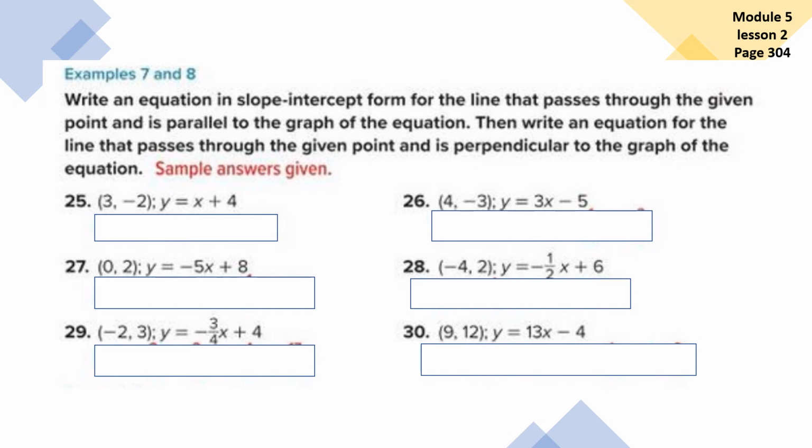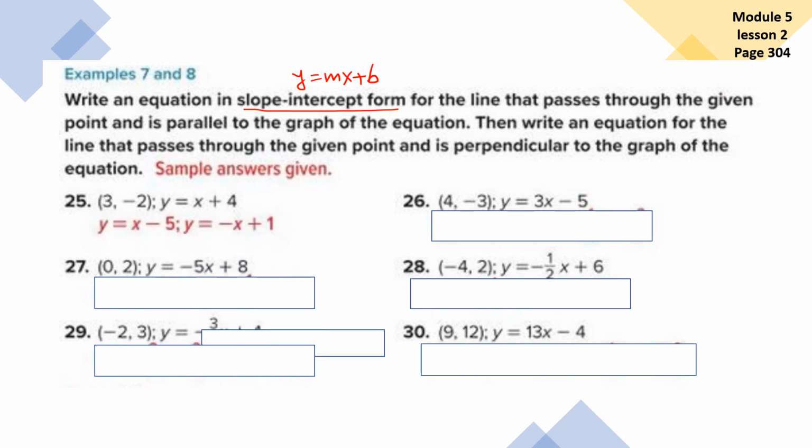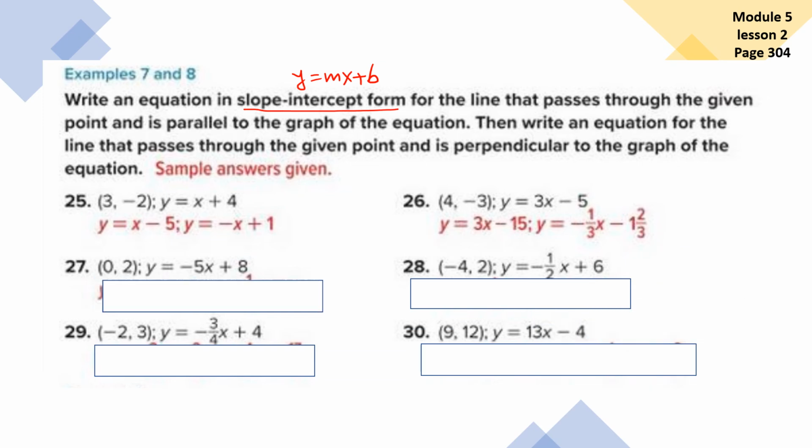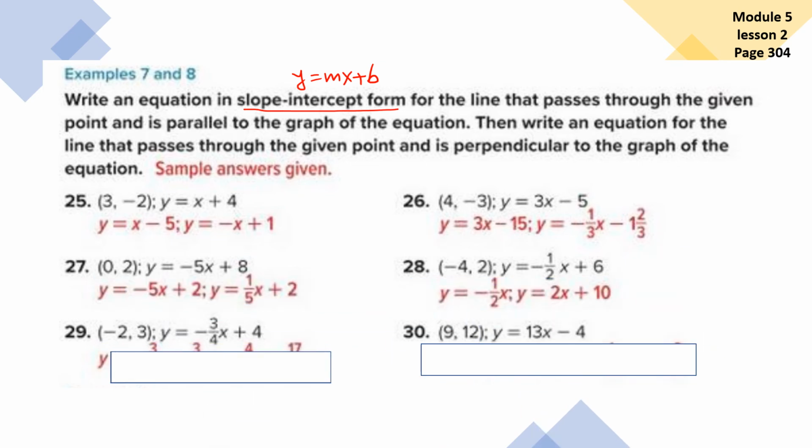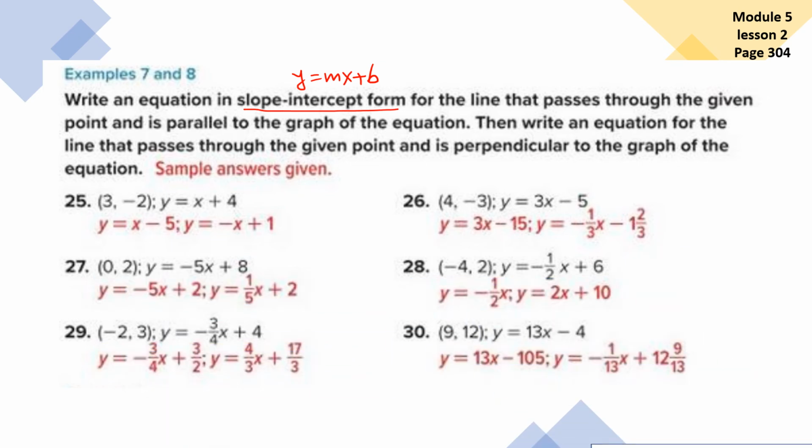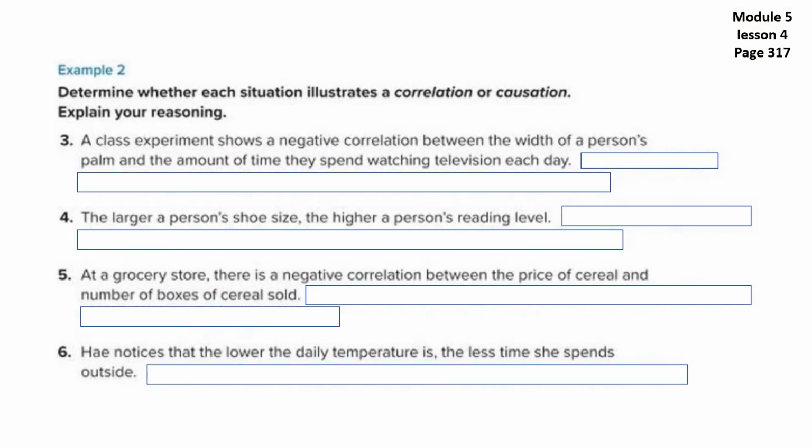So you have to write an equation in slope intercept form, that is y equal to mx plus b, and you have to say whether the line is parallel to the given graph or not, or whether it is perpendicular. So some answers here are given to you. You can check your answers, and we'll cover them in great detail in part 3 of the session. So this session is basically just the answer key so that you can check your answer.